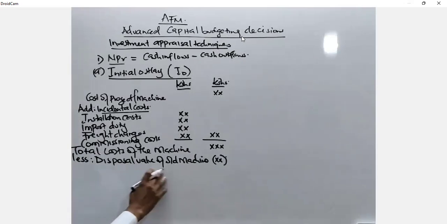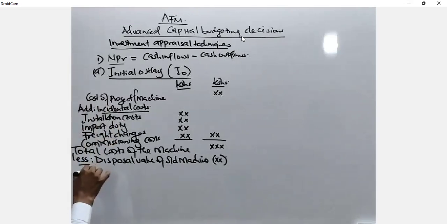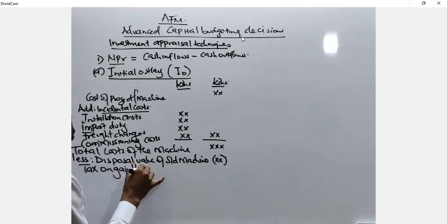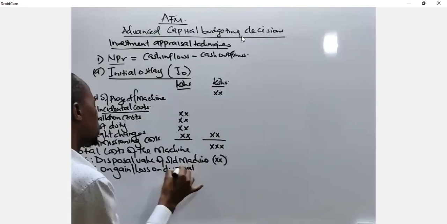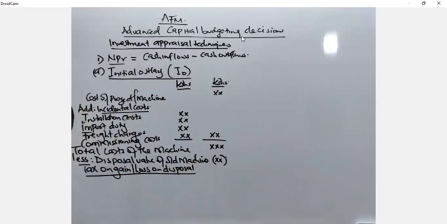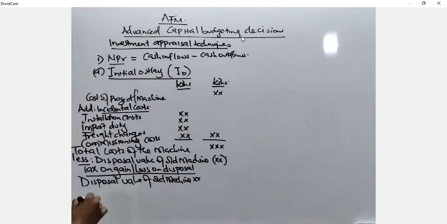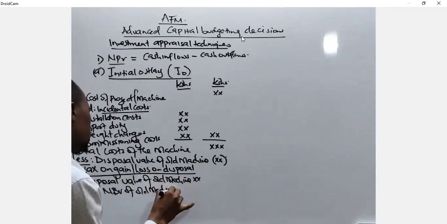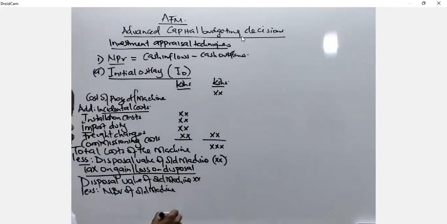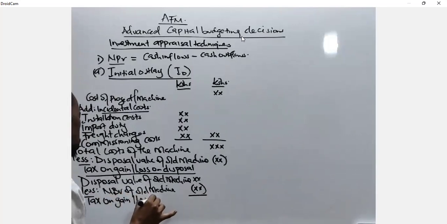Now, after you take the disposal value of the old machine, we normally have to incorporate the tax on gain or loss on disposal, right? You have to calculate the tax on gain or loss on disposal. And now we have to check the disposal value. The disposal value of the old machine, you put it there. Then we are going to deduct the net book value of the old machine, we put it here. Then at the end of the day, you are going to get something which you normally call the tax on gain or loss on disposal.